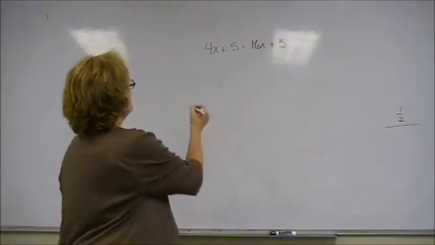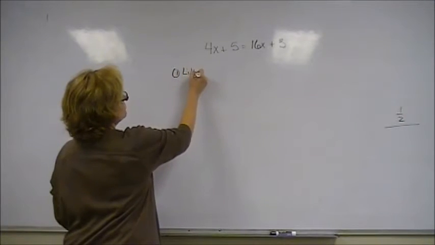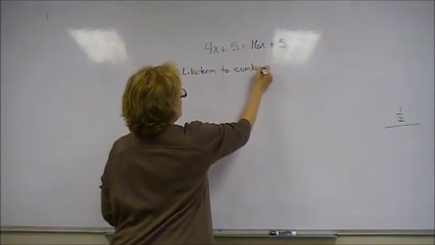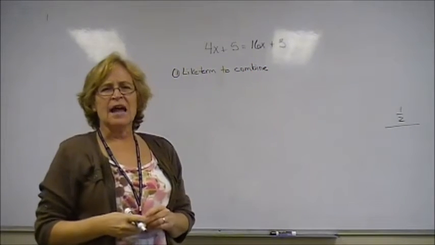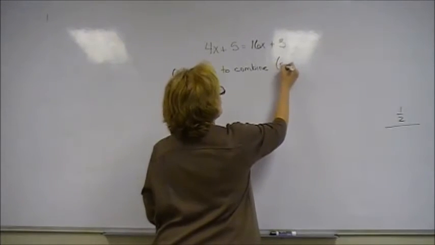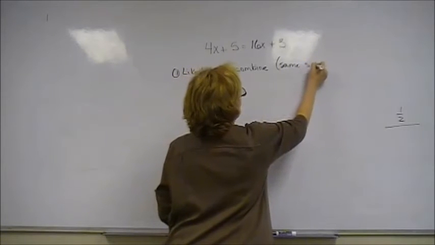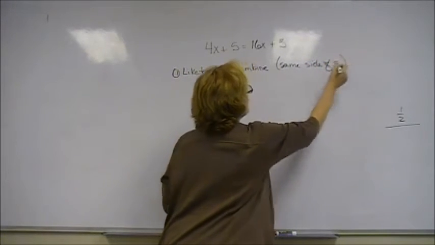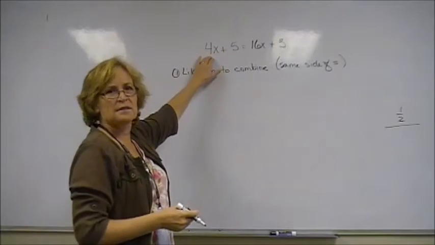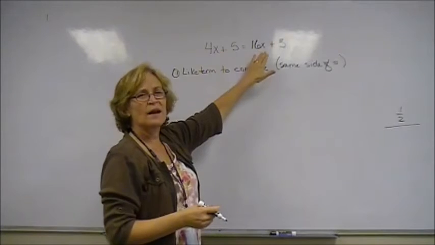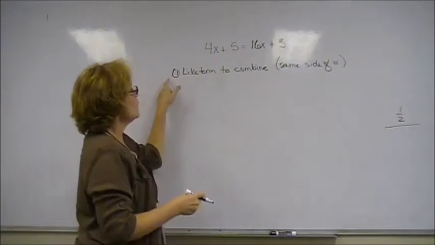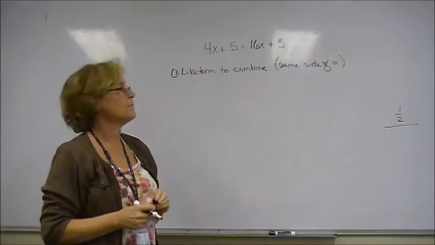So step one, are there any like terms to combine? Now when I say like terms to combine, that means on the same side of the equal sign. And in this case, there is not. There is only one x and one constant, and on the right side, one x and one constant. Therefore, step one, I can't do anything about it.